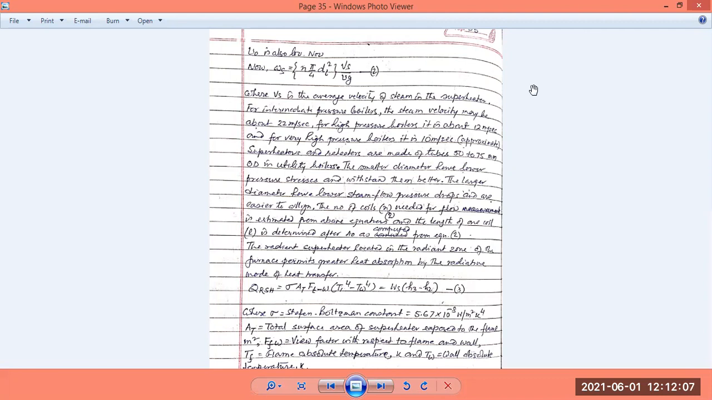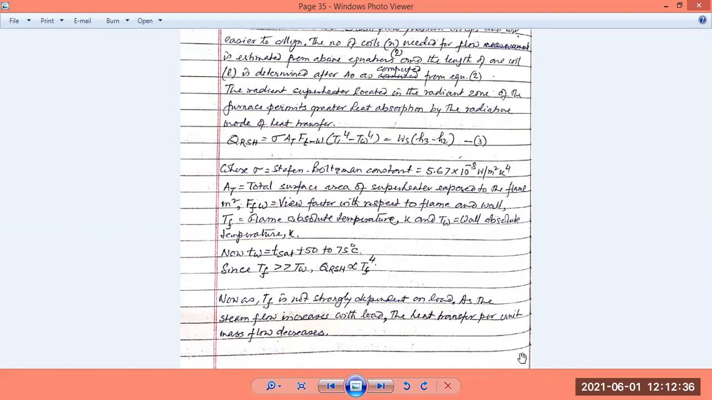Now the radiant superheater, located in the radiant area of the furnace, permits greater heat absorption by the radiant mode of heat transfer. QRSH is equal to sigma AT into F into (TF to the power 4 minus TW to the power 4), equal to omega S (H3 minus H2), where sigma is the Stefan Boltzmann constant, which is equal to 5.67 into 10 to the power minus 8 watt per square meter per kelvin to the power 4.